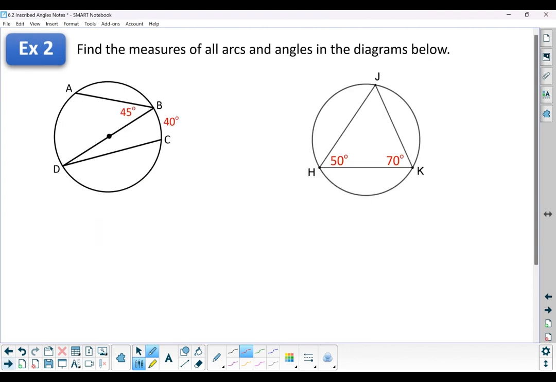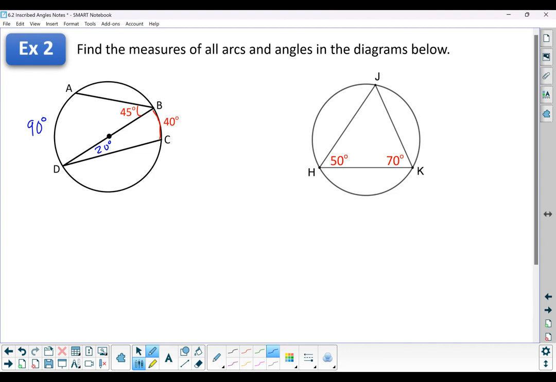Now we've got some slightly more complicated diagrams. We want to find the measure of all of the arcs and angles in these diagrams. Let's start with this angle right here. We've got a 45-degree angle, so if we double it, we will get the arc. So this must be a 90-degree arc. We also have over here a 40-degree arc, which means the angle must be half of that, so 20 degrees. Again, if you have the inscribed angle, double it to get the arc.